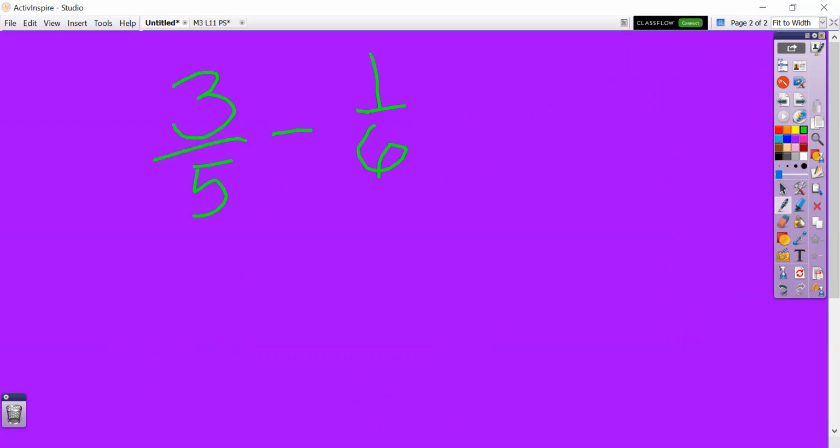Okay, so the first thing we always do, notice the fraction, notice the units, and we're saying to ourselves, fifths and sixths. Are they the same? No, they're not the same. So we have to create a common unit. What can we count?